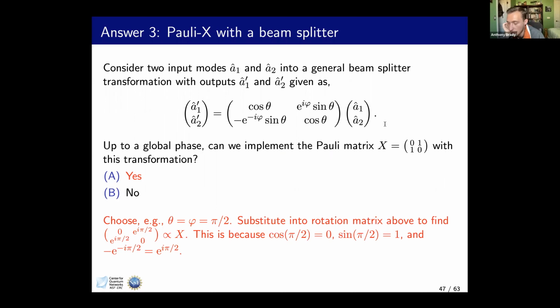So if you choose, for example, theta equals phi equals pi over 2, and substitute those values into the rotation matrix above, what you'll find is that this matrix that I've written down with off-diagonal terms proportional to e to the i pi over 2, which is just i. And so the global phase here is just e to the i pi over 2. Right. So yeah, you can implement the Pauli X with this generalized beam splitter. So you can go from the 0 state to the 1 state in this photonic encoding with some beam splitter. Okay, next slide, please.